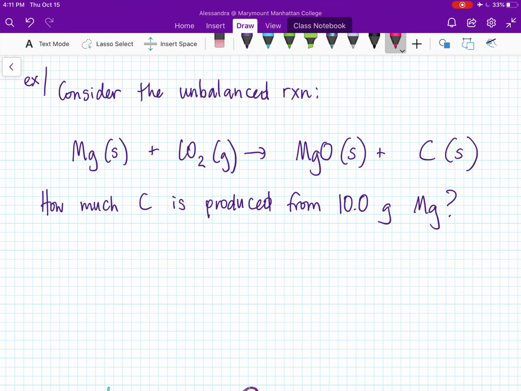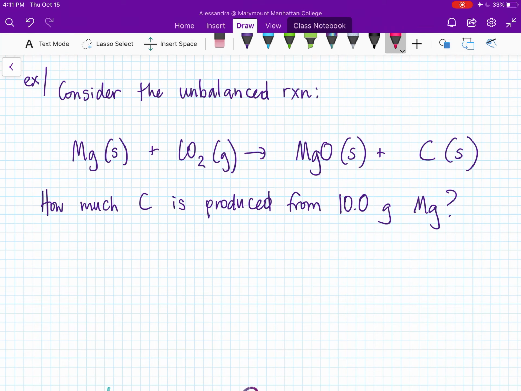All right, to continue our discussion of stoichiometric calculations, let's do another example. Consider the unbalanced reaction where solid magnesium reacts with carbon dioxide to make solid magnesium oxide and solid carbon. In this reaction, how much carbon is produced from 10 grams of magnesium?